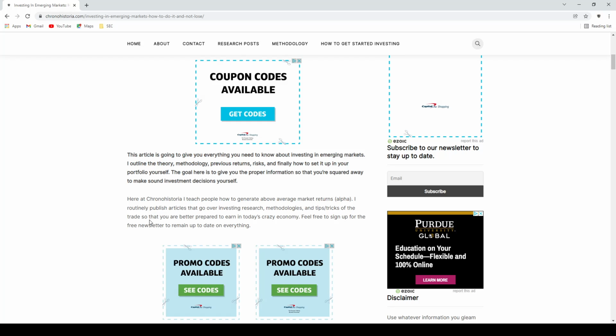I'm outlining a theory of why this works, the methodology, previous returns, risks, and how to set up in your portfolio yourself. So the goal is to get you squared away so you can make sound decisions.